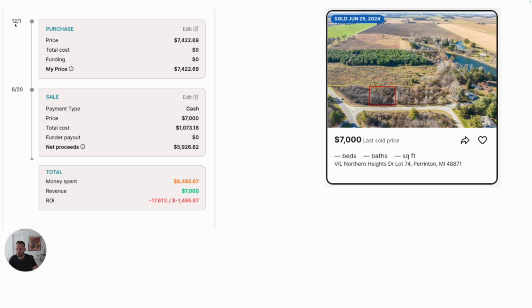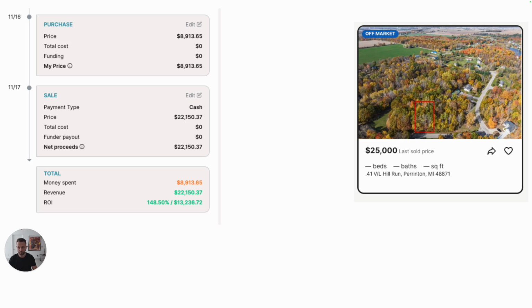I got it on the first of December for roughly $7,400 and some change, that's after title costs, all that type of stuff. And then I sold it on June 20th, about 6.5 months later, for $7,000, and I ended up losing about $1,500. This took a tremendous amount of time to sell because I thought it was going to sell for more and I had it priced way too high. In general, my deals will sell in nine days or less. So I just botched the deal. I just thought it was going to sell for more.